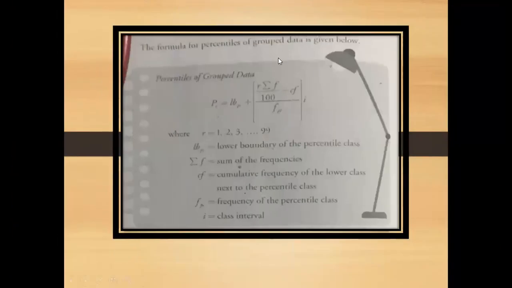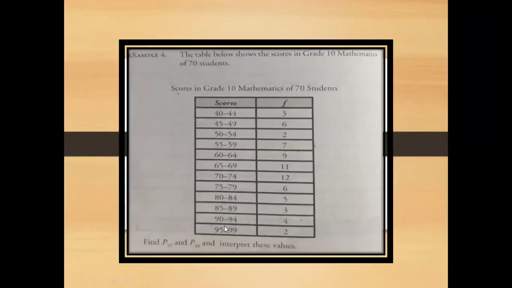Yan. Same lang din po. Yun nga lang, ang ilalim nito is 100, kasi nga percentiles. So, ganun din. Ang R, nagre-represent po siya kung ano yung hinahanap. Then, lower boundary of the percentile class, PC na kasi percentile. Sum of the frequency, cumulative frequency of the lower class next to the percentile class. Then, frequency of the percentile class and class interval.